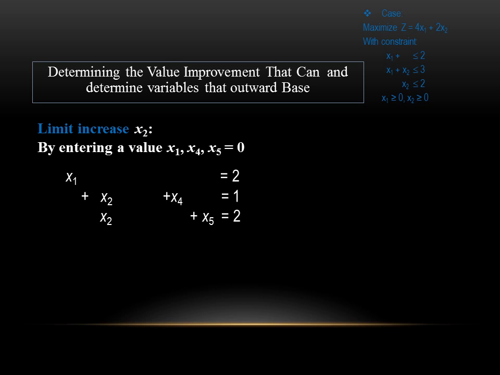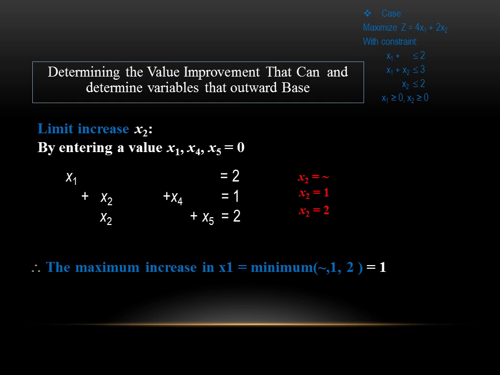So determining the value improvement, we can determine the variables that are outgoing from the basis. So limit the increase of x2 by entering the value s1, s4, s5 equal to 0, s1 is equal to 2, s2 plus s4 equal to 1. Okay, so we can know x2 is infinite, s2 in the second equation is 1, x2 in the third equation is 2. So for the maximum increase in x1, we find the minimum value that has been counted, and the minimum value is 1.